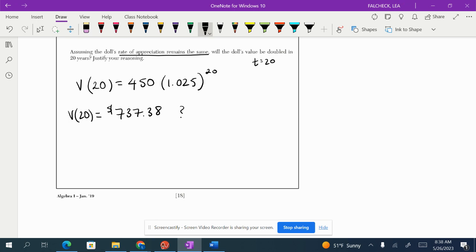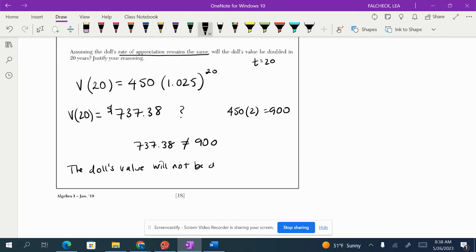Is that equal to double the initial price? Well, let's double check, right? If the initial price was $450, double that would be $900. Since $737.38 is not equal to $900, we would say that the doll's value will not be doubled in 20 years. Okay, so that's our claim.